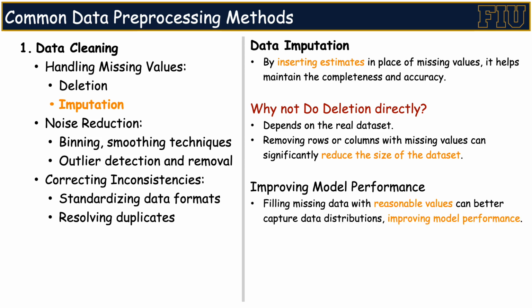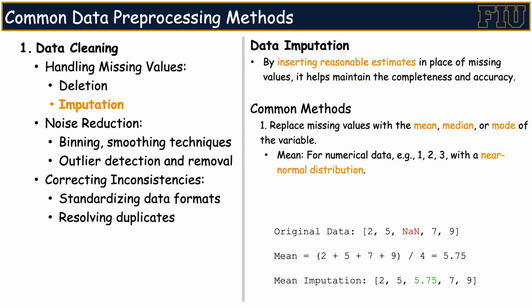Keeping the dataset intact allows the model to consider all the data points during training. This makes it easier for the model to pick up on the underlying patterns in the data, which ultimately boosts its performance. One of the simplest and most common ways to handle missing values is to replace them with the mean, median, or mode of similar data points. For numerical data like 1, 2, and 3, if the distribution is normal, the mean is a reasonable choice for imputation. For example, in a dataset with 5 data points where one value is missing, we can calculate the mean of the remaining 4 data points and use that value to fill in the missing entry.